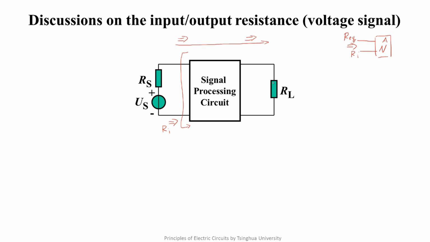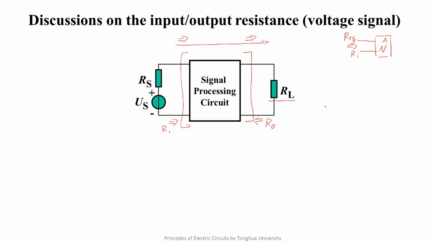Sometimes the output port is connected with a load resistor. Sometimes the output port is open. We will discuss this point later. The signal processing circuit's output resistance is the output resistance seen from the output port toward the input port. It's a one-port network with independent sources. Its Thevenin equivalent resistance is its output resistance.